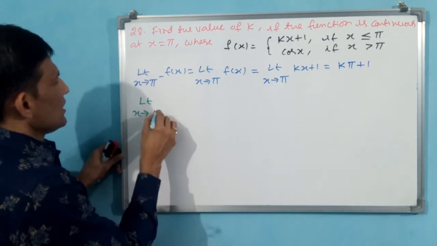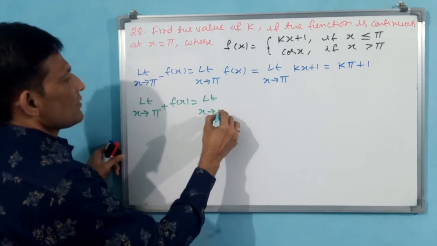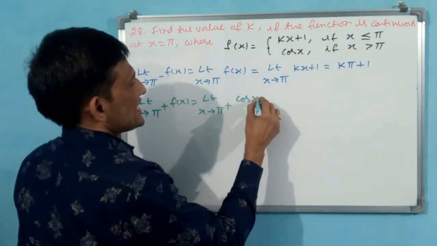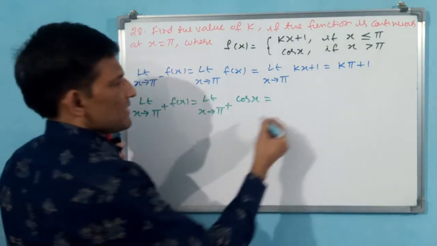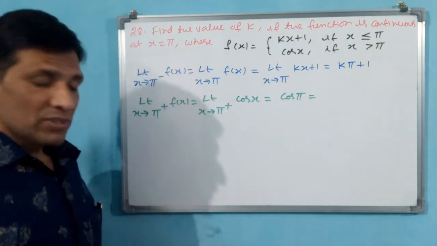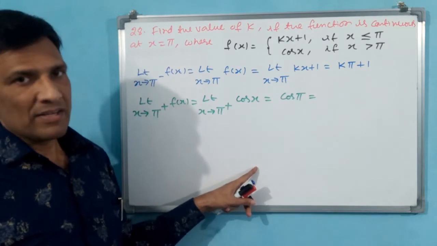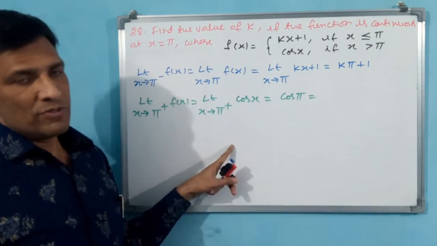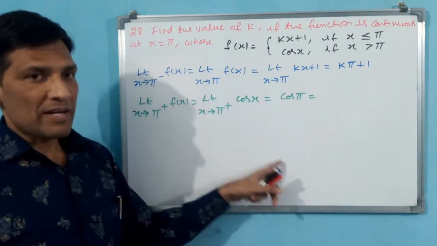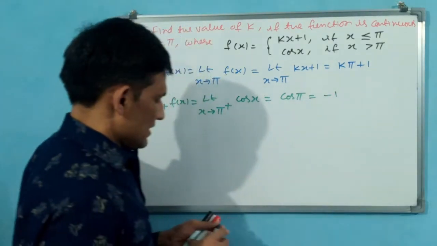Limit x tends to pi plus f of x is equal to limit x tends to pi plus, what is f of x? Cos x. Cos pi, that's all. But cos pi value is there. How much? Minus 1. Why? Because see, 0 at 0, 1 at 90, 0 at 180, again minus 1. At 270, again 0. 1, 0, minus 1, 0. Like that it will come. That means minus 1. Okay?